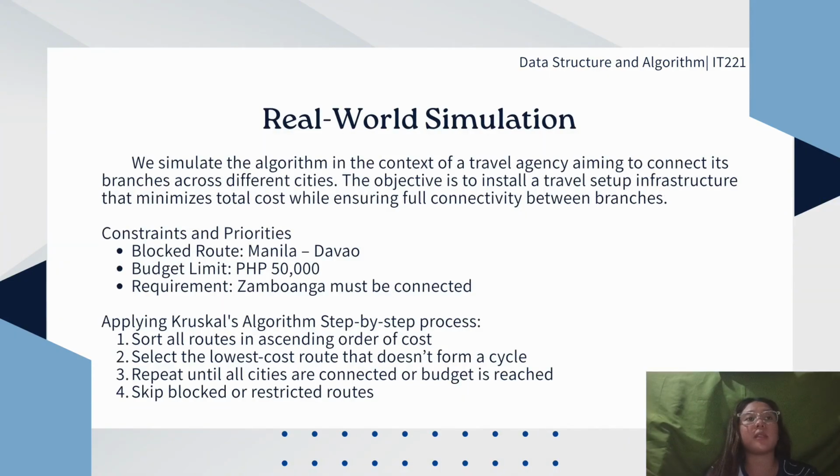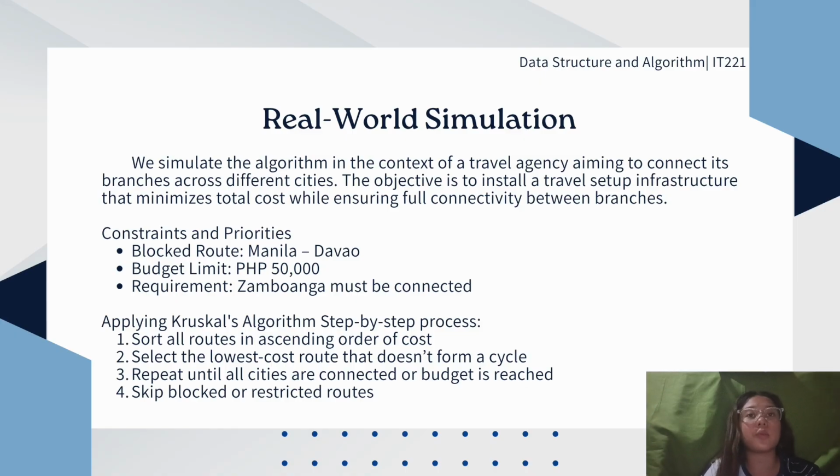Imagine you are setting up inter-branch travel connections for a nationwide travel agency. You need to connect all the branch offices at the lowest possible setup cost, ensuring that every city is reachable from any other but without building redundant or circular paths. We're going to follow Kruskal's algorithm step-by-step process. We have to sort all the routes in ascending order of cost.